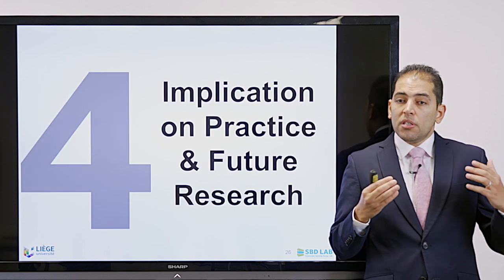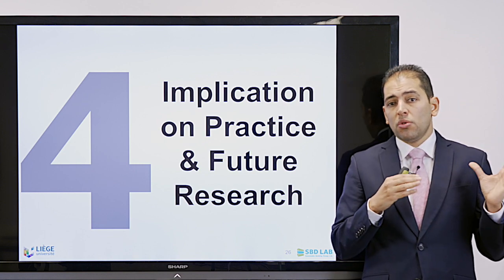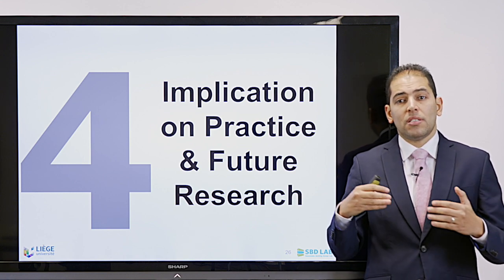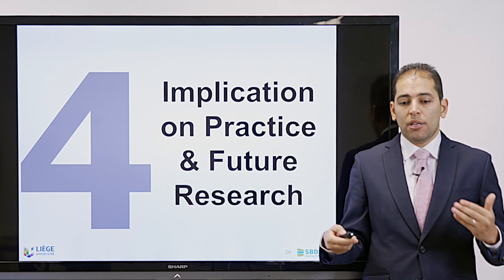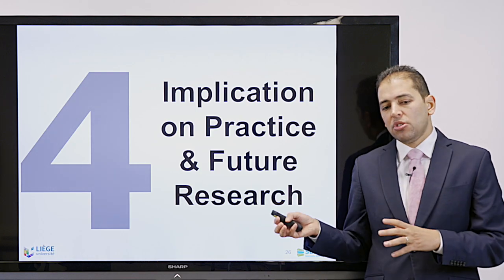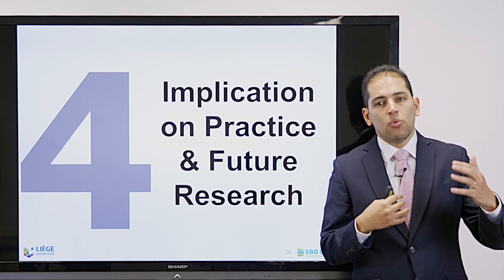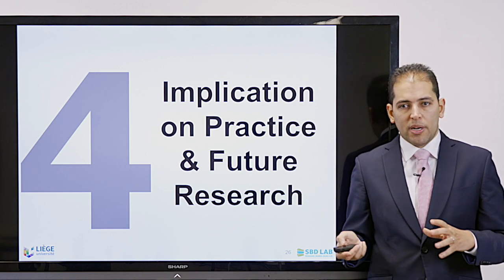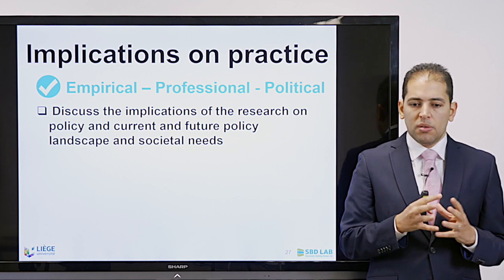Now I am done with the 2 main sections of your discussion. The first section was findings and recommendations. The second part was contribution, strengths, and limitation. Let's move to the implication on practice and future research. Now, as you can see here, we will have 2 parts. The implication on practice is a part of your writing. This will be 1 or 2 or 3 paragraphs, and then future research will be 1 or 2 paragraphs. The implication on practice is not future research, so let me start with the implication on practice.